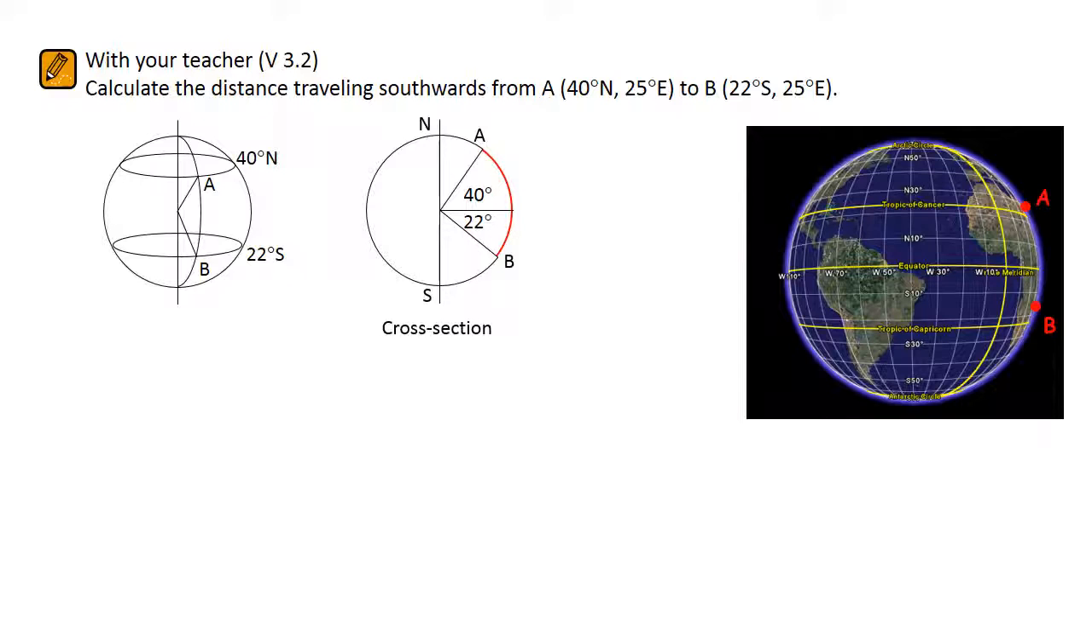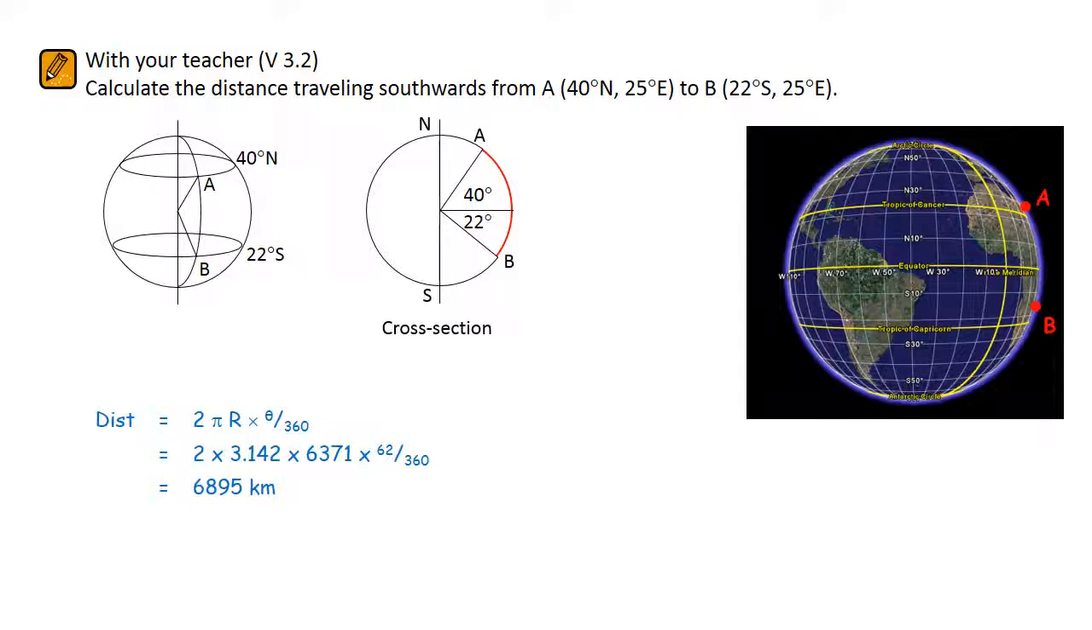This is the formula, and theta is the total angle travelled through. So it will be 40 degrees plus 22 degrees, that is 62 degrees. Put the information into the formula. The radius of the Earth is 6371 and we can calculate the distance in kilometres.